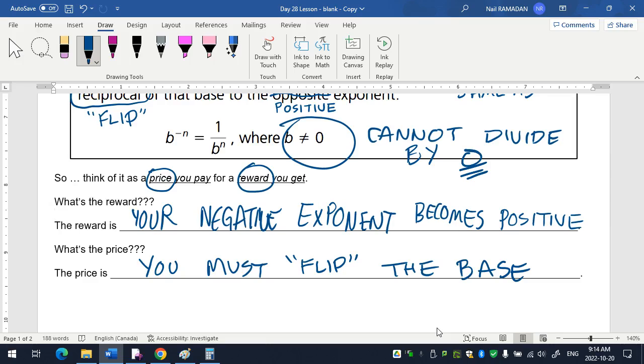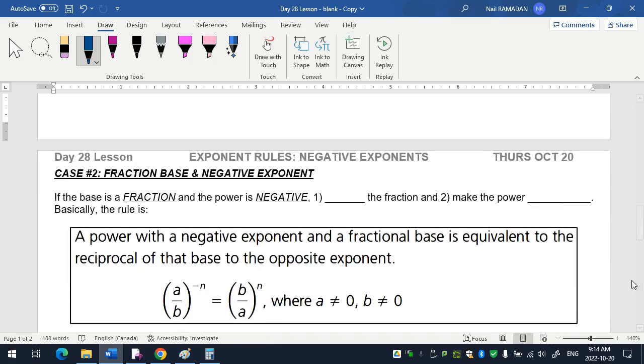Hamza, look at all the examples you have on the second page. All the bases now are what? Fractions. So now we're going to do the second case of this. I have a fraction base, but still with a negative exponent every time. So everyone, let's go to the second page.